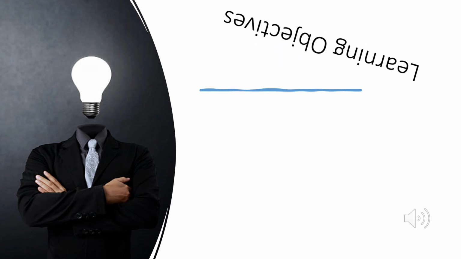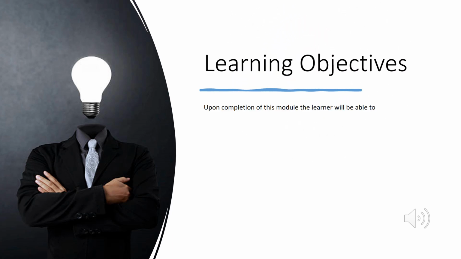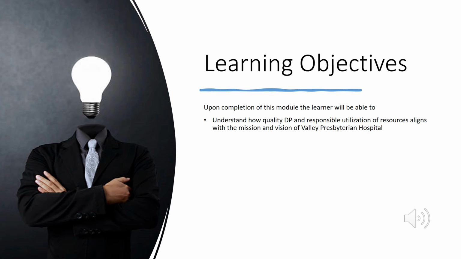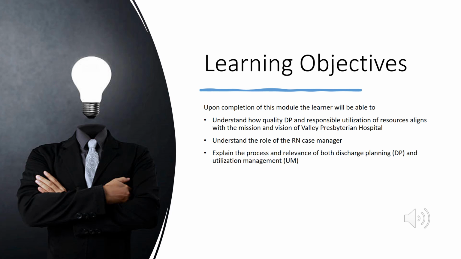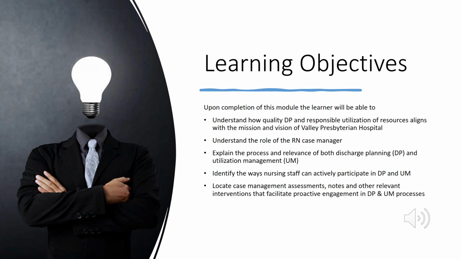Learning objectives. Upon completion of this module, the learner will be able to understand how quality discharge planning and responsible utilization of resources aligns with the mission and vision of Valley Presbyterian Hospital. Understand the role of the RN case manager. Explain the process and relevance of both discharge planning and utilization management. Identify the ways nursing staff can actively participate in these processes. Locate case management assessments, notes, and other relevant interventions that facilitate proactive engagement in discharge planning and utilization management processes.